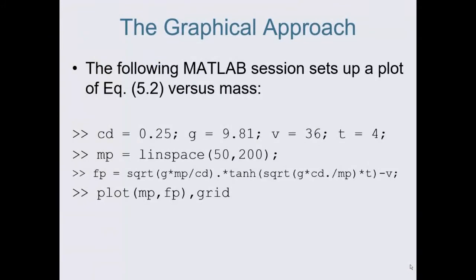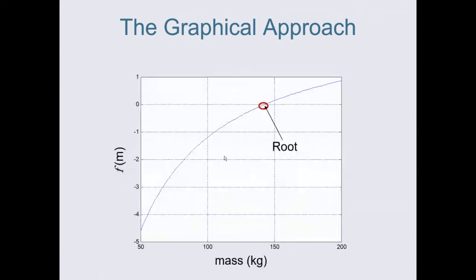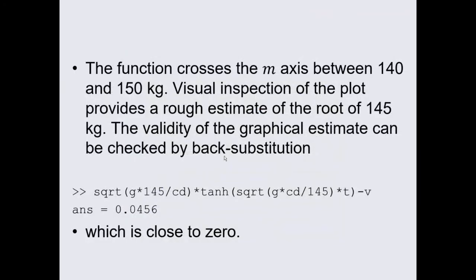Here you are given almost the same command, but with a different range from 50 to 200, and it gives you the same graph, and you can look at the root as the place where the function crosses the x-axis. So it says here that we can see it crosses between 140 and 150. So visual inspection of the plot says that we have an estimated value of 145 kilogram, or 140 as we have read it.